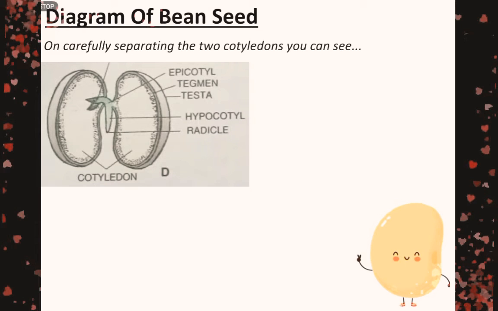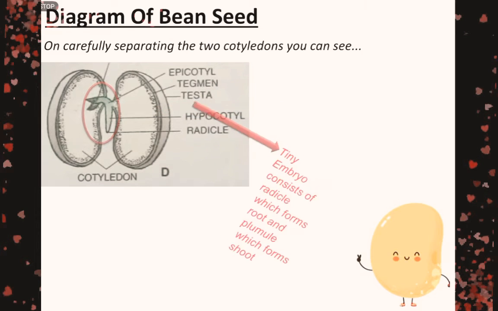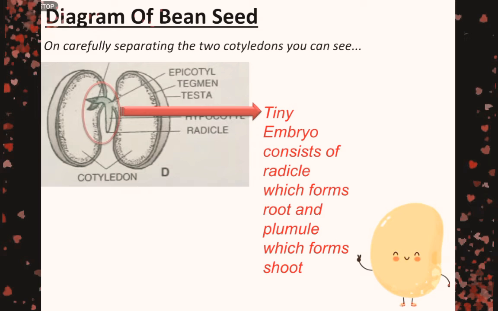On carefully separating the two cotyledons, you can see a tiny embryo. The tiny embryo consists of a radicle which forms the root and the plumule which forms the shoot.